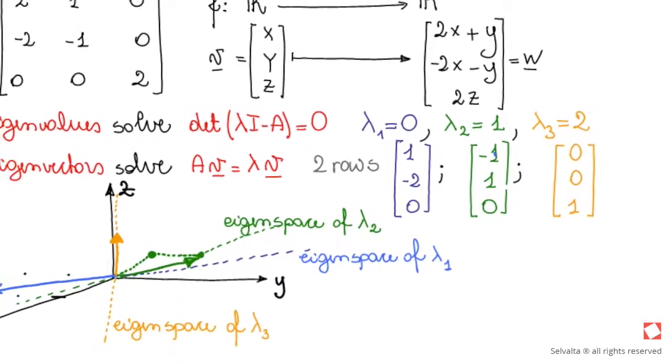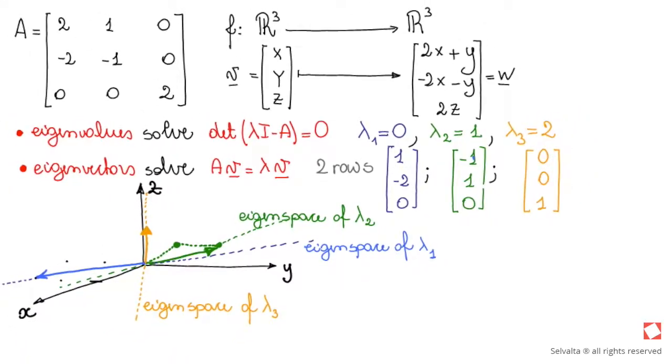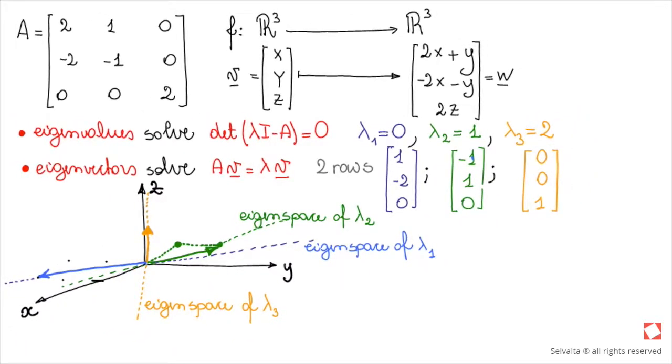Indeed, we have 3 regular eigenvalues, because every eigenvalue is simple, it has algebraic multiplicity 1, and geometric multiplicity equal to 1. The geometric multiplicity is the dimension of the associated eigenspace.